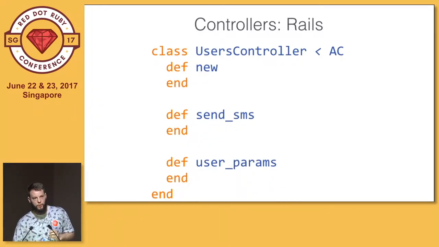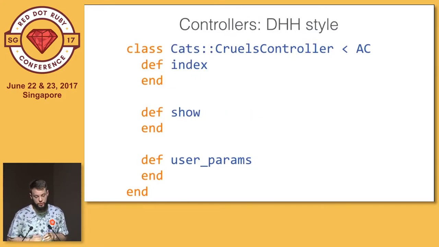In Rails, we have one class with some methods, and each method in this class is an action. You can name these methods anything you want. Of course, you can use DHH style for your controllers.